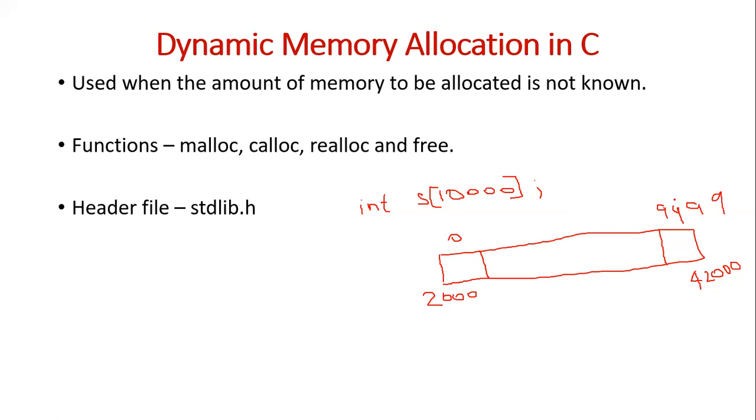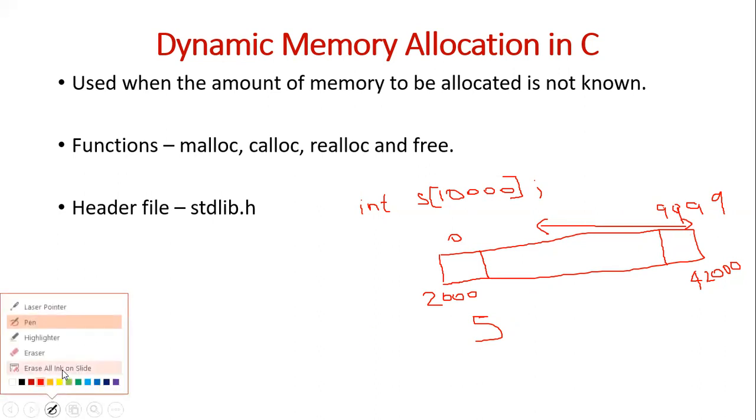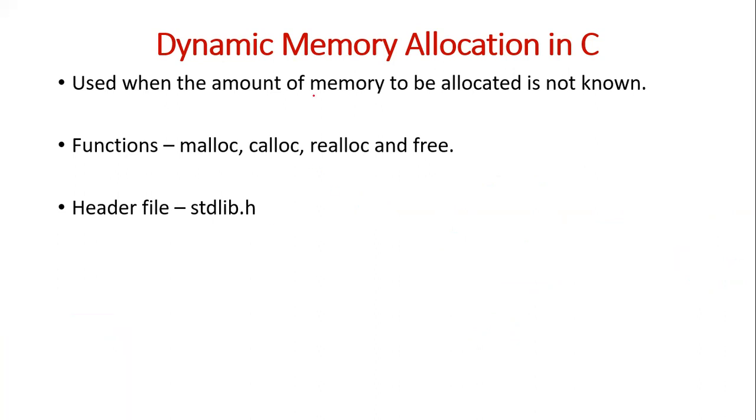But depending on the program flow, sometimes out of this array you will be using only 5 locations. In that case, all the remaining 9,995 locations are wasted. Sometimes it may use only 50 locations, sometimes only 100 locations. In that case, you are holding this much space that you are not using. So it is a wastage of space and it is not an effective way of programming. In such cases, it is advisable to go for dynamic memory allocation. Using dynamic memory allocation, at runtime, on the fly, you can allocate memory.